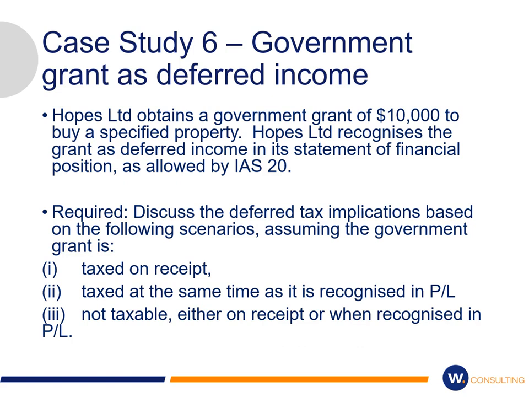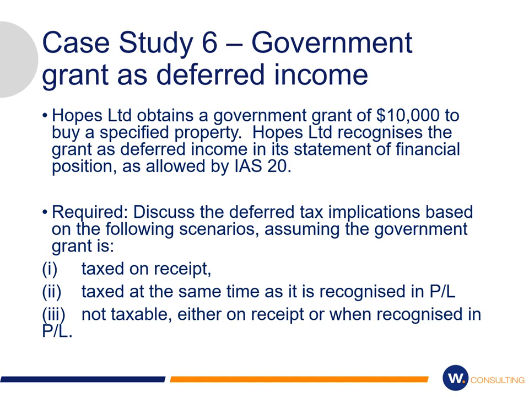A government grant as deferred income. Hopes Limited obtains a government grant of 10,000 US dollars to buy a specified property. Hopes Limited recognizes the grant as deferred income in its statement of financial position, as is allowed by IAS 20, the government grant standard. Remember the government grant standard says you recognize a government grant when you have met the conditions for the grant. In this instance, we've probably not met the conditions, and therefore we are treating it as a liability until we do. So we are treating it as deferred income.